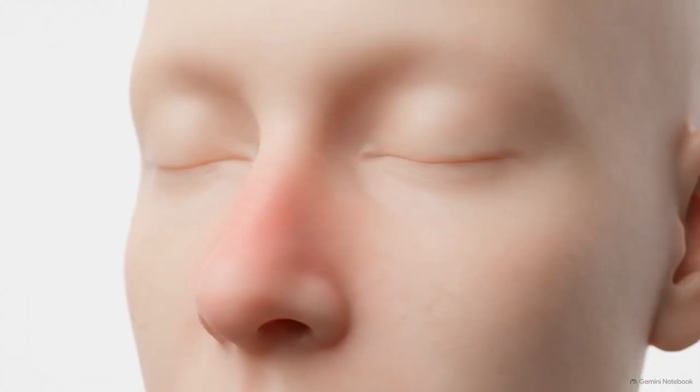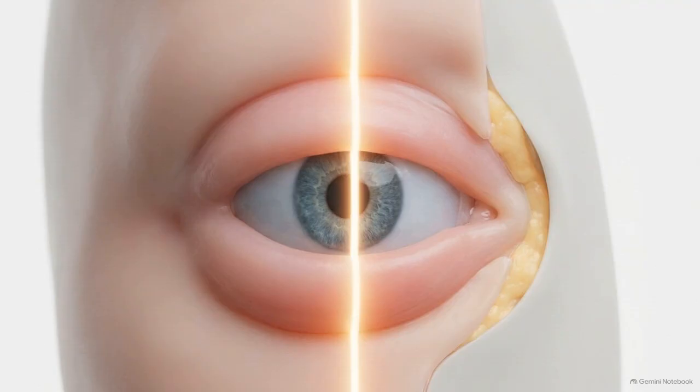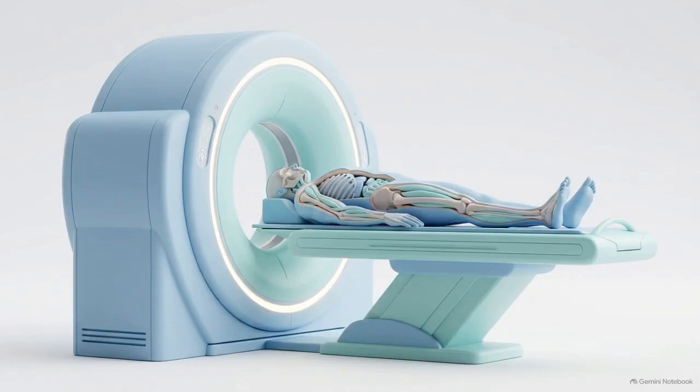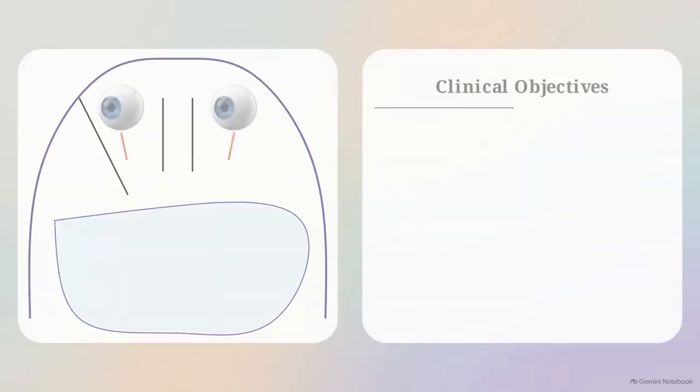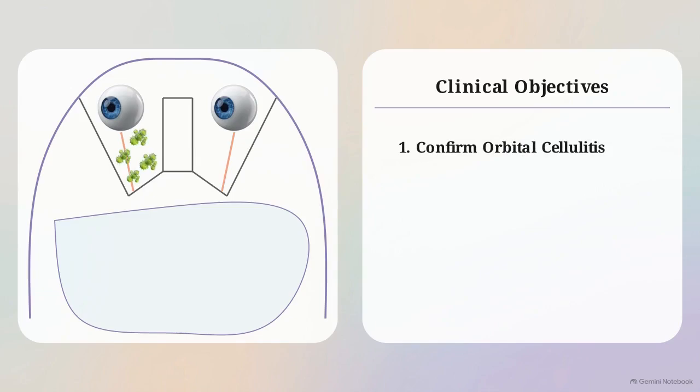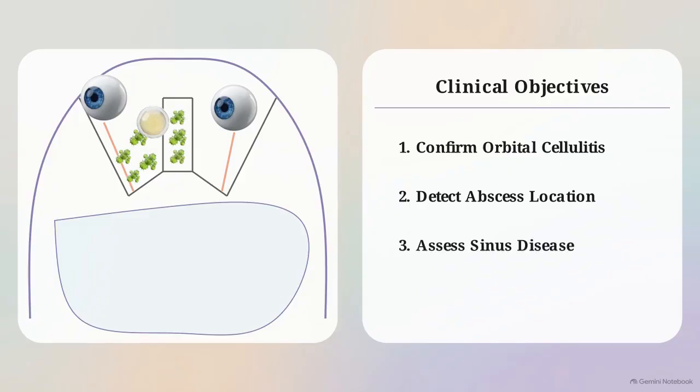Tracing this anatomical progression, eye movements and the degree of proptosis provide the initial suspicion of an orbital breach, but definitive staging requires looking inside the tissue. This contrast-enhanced CT scan of the orbit and paranasal sinuses represents the gold standard for investigation. Clinicians rely on this imaging to achieve 4 specific objectives: confirming the presence of orbital cellulitis, detecting the exact location of any abscess formation, assessing the extent of underlying sinus disease, and identifying any early intracranial spread.